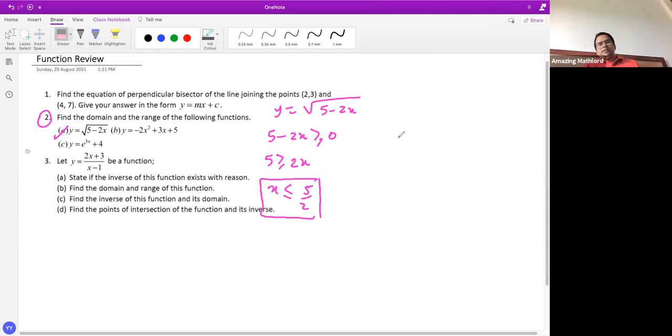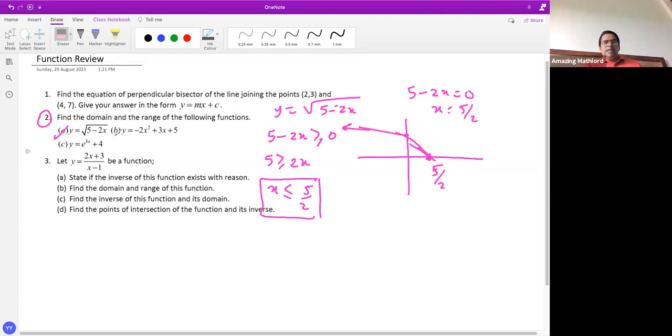As far as the range is concerned, since it starts at 5 over 2, x is less than or equal to 5 over 2. So this becomes the root of this graph. Also, if you equate this to 0, 5 minus 2x is going to be 0, so x is 5 over 2. So this is going to be here. Also, you can just quickly check with the y-intercept, which is root 5. And since it's a square root function, its answer is always going to be positive, so the approximate sketch of this graph is like here.